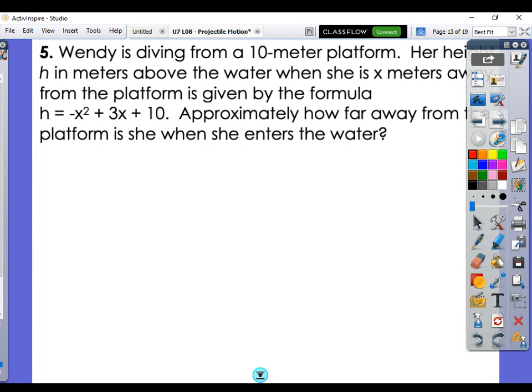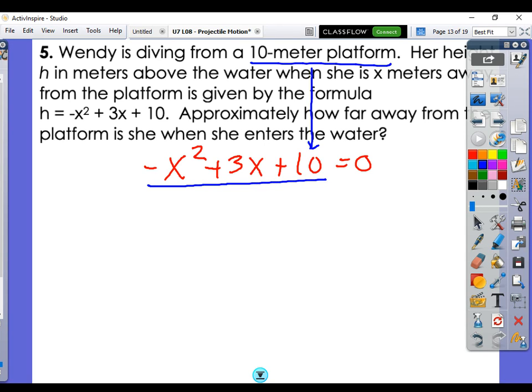One more here just to make sure we're awesome. What if it looks like this? X squared plus 3x plus 10. You're still trying to figure out here when Wendy's jumping off the diving board. It's a 10-meter platform, which is why that number is 10. But you might be tempted to try and factor this one as it is, but you still need to divide by something. You still want to get rid of this negative sign. It's really hard to factor if that negative is there.